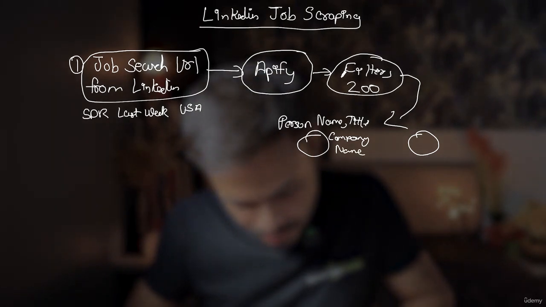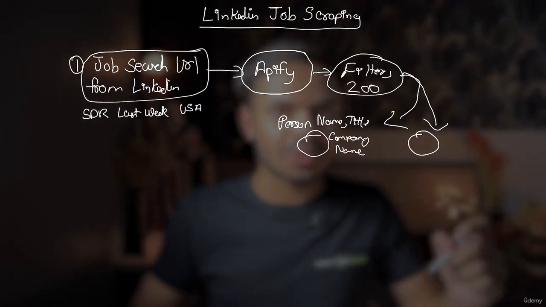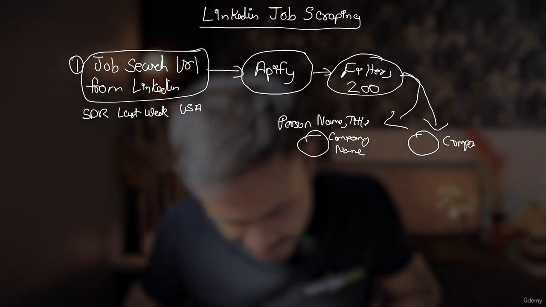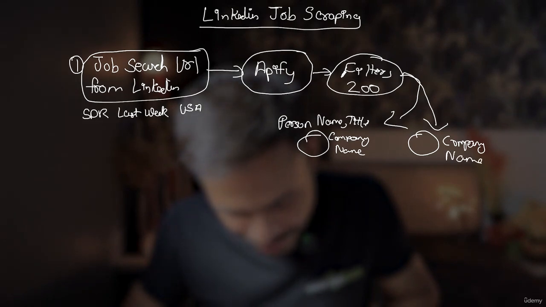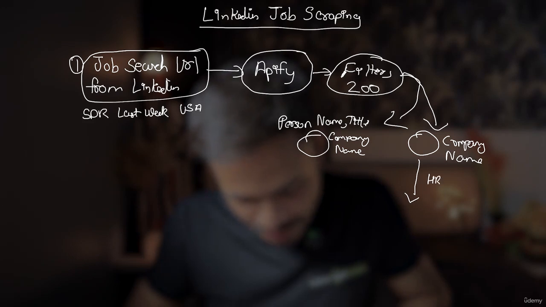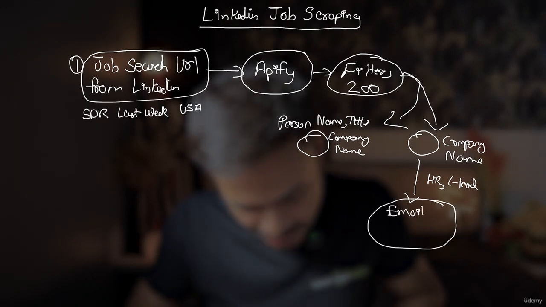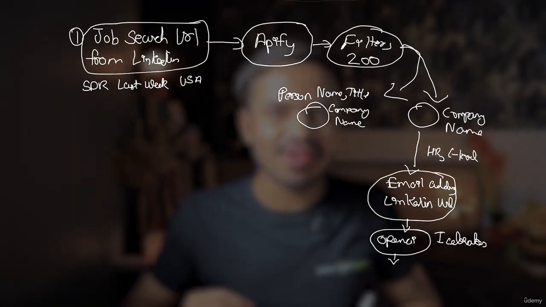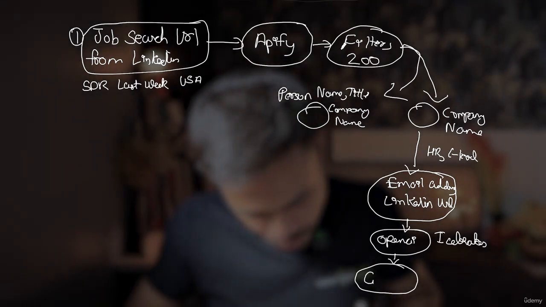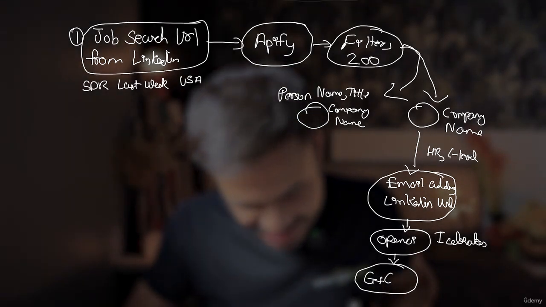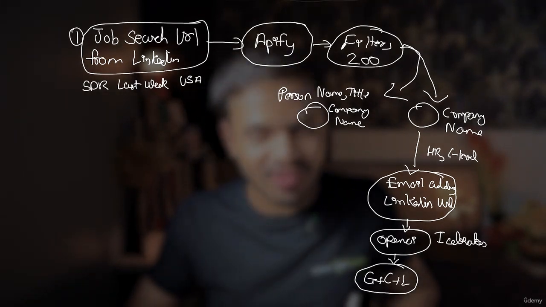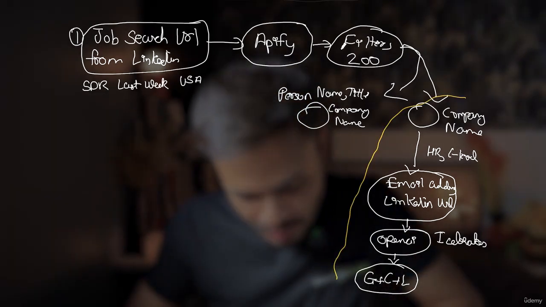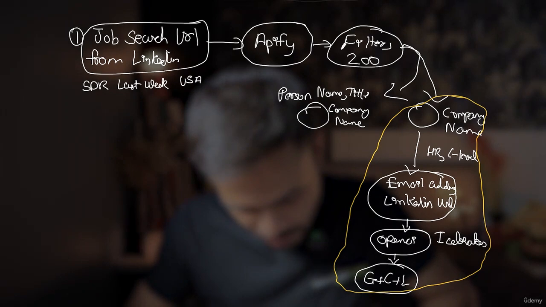But sometimes we are not able to find out who has posted the job role, so we'll simply get the company name only. So what we want to do here, in the second flow, is find out the HR or C-level executives, whoever you want to reach out to. We want to scrape out their email address, their LinkedIn URL, and then we are going to use OpenAI to create icebreakers for us. After that, we will add these leads to our Google Sheet plus our cold email campaign, and our LinkedIn automation or LinkedIn campaign.